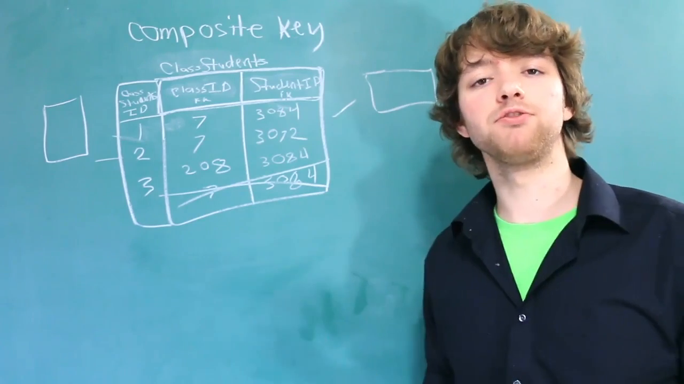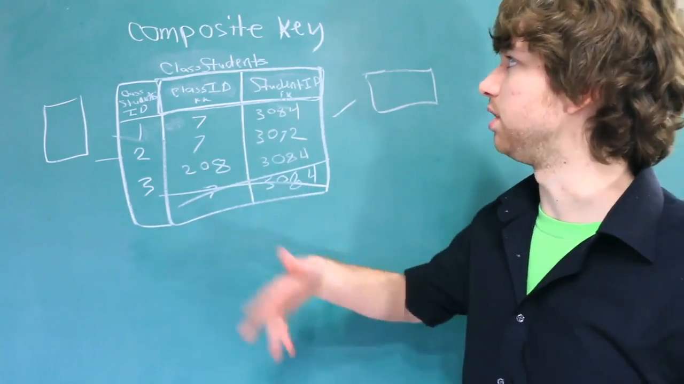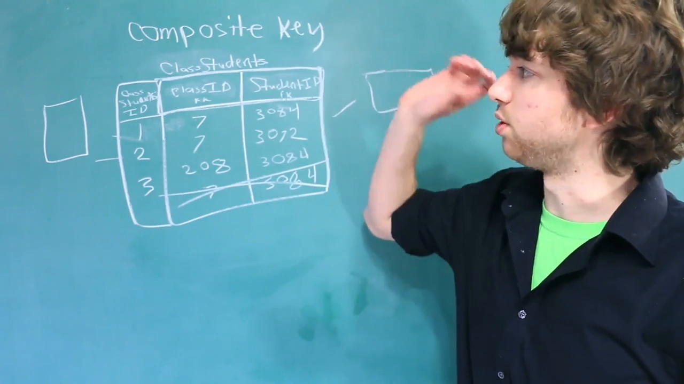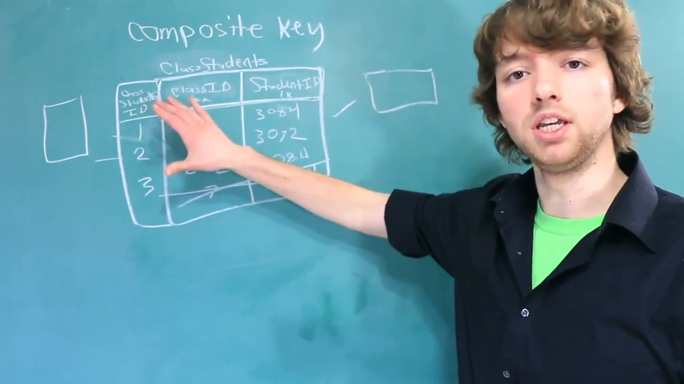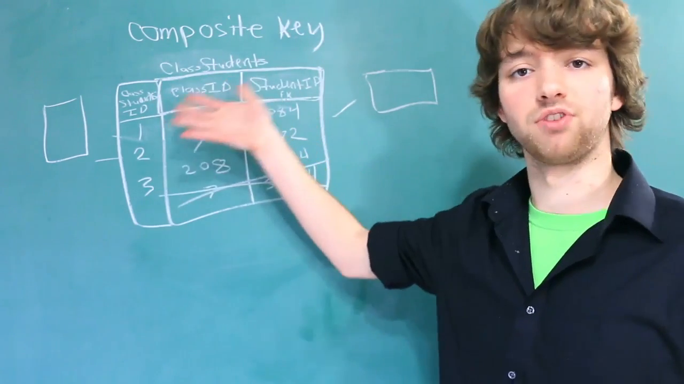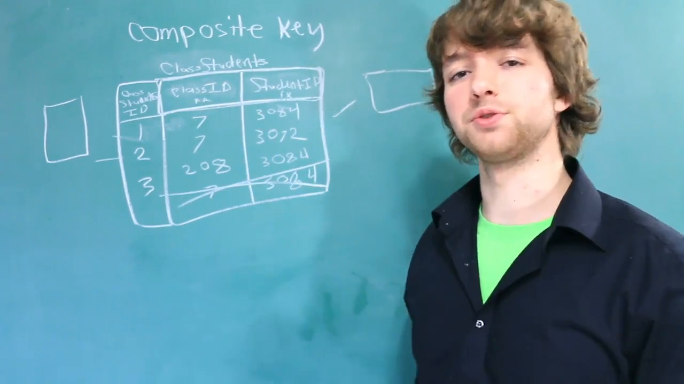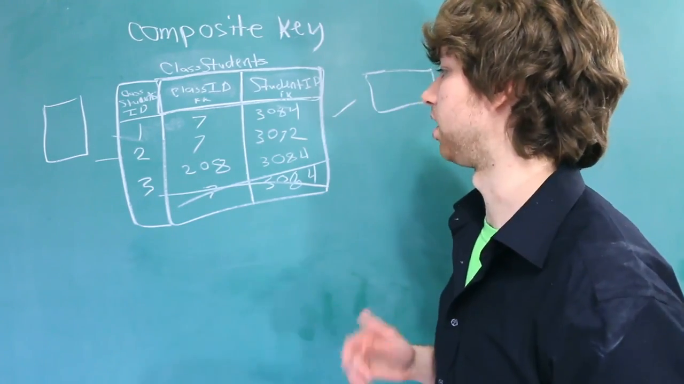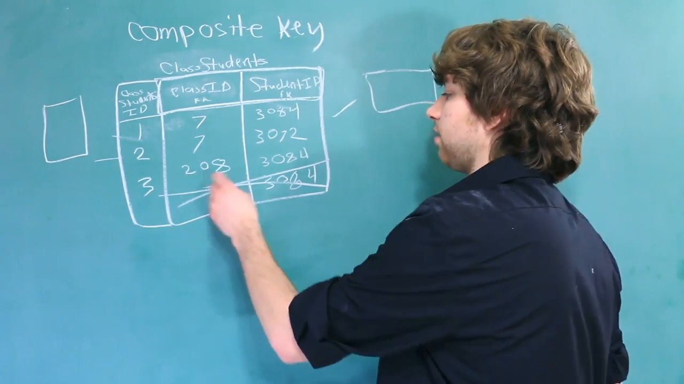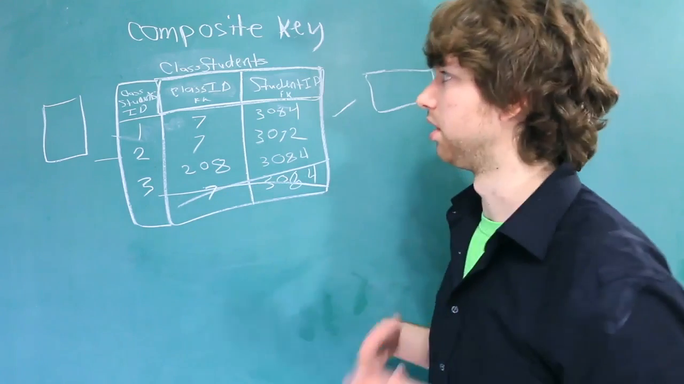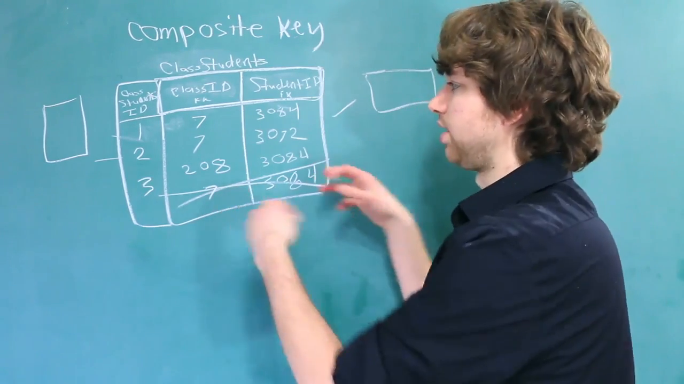Some people actually prefer that. In this situation, you wouldn't be using a composite key, you would just be using a single primary key, and it would work just fine. On the downside though, this introduces some problems because now we have to worry about repeating data, for example 7 and 3084. So you might still have to make the combination unique.